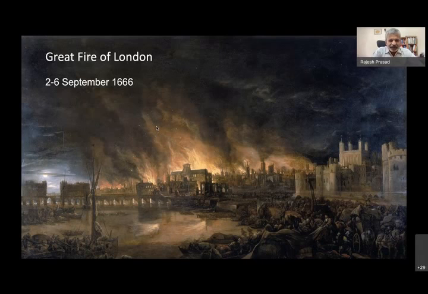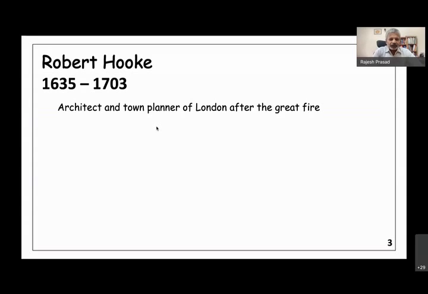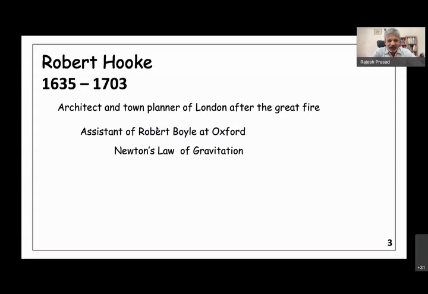And one of the major figures in that reconstruction and rebuilding was Robert Hooke. He was the architect and town planner of London after the Great Fire. We may not know about Robert Hooke as an architect or town planner. He was also assistant of Robert Boyle at Oxford. We all know Boyle's law. It was Robert Hooke who made the equipment and the apparatus to help Robert Boyle at Oxford. So Boyle's law has also Hooke's contribution.